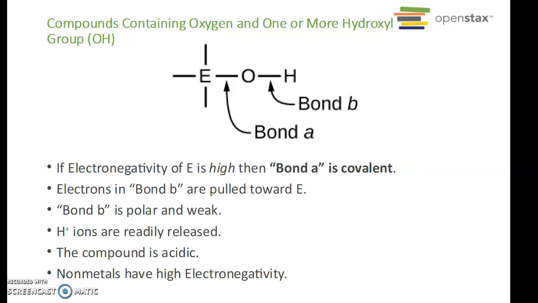When the electronegativity of E is high, then the bond is covalent. The electrons in the bond are pulled towards E. For example, when you have a carbon atom replacing that E, that C-O-H, that's an alcohol. That's a covalent bond. It's going to be polar, it's going to be weak. The hydrogen ion is readily released and that becomes acidic. Nonmetals have high electronegativity.